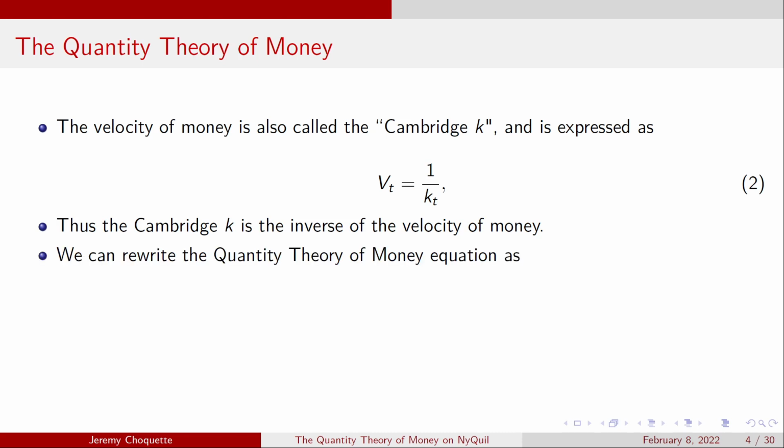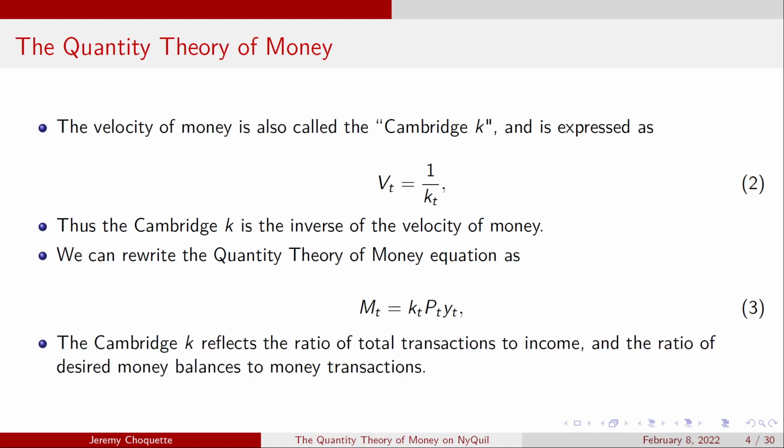Now, we can rewrite the quantity theory of money equation incorporating the Cambridge K rather than the velocity of money. Why do we have it like this? Well, think about it. It would be M times 1 over K equals P times Y. If we multiply both sides by K, we get M equals K times P times Y. So the Cambridge K reflects the ratio of total transactions to income, or you can think of it as the ratio of desired money balances to money transactions.